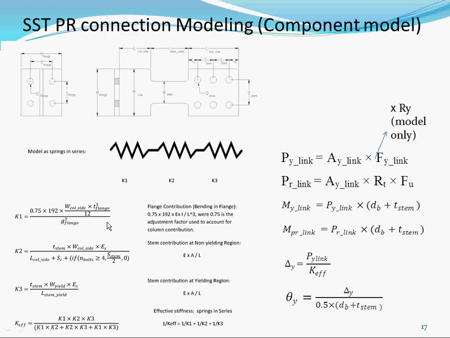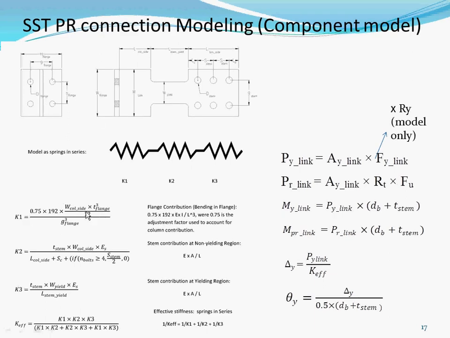So this equation should apply to all our connections, light, medium, heavy, whatever we use, because the contribution of each component is considered here. So we model it as 3 springs: K1, K2, K3. Your flange contribution, bending of the flange, is K1.